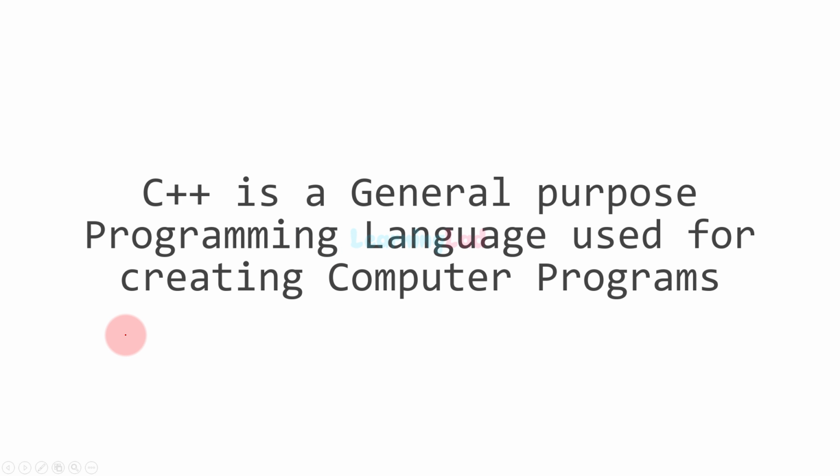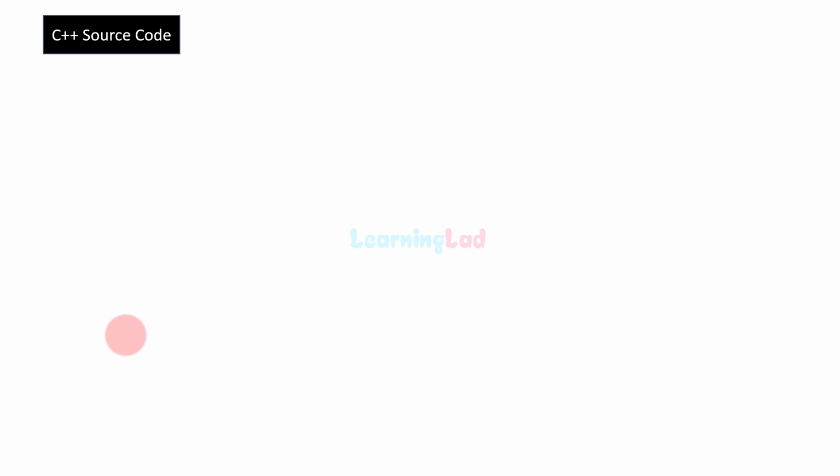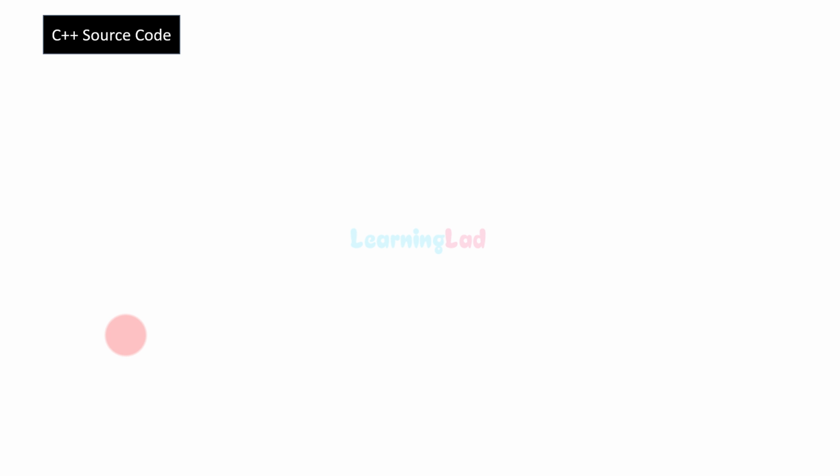C++ is a general purpose programming language that we can use to write computer programs. Now, the code written in any programming language is called the source code, and the code written using the C++ programming language is called the C++ source code. You know that we use a text editor, we write the code, and then we save that in the computer memory as a computer file. Now, the file containing the source code written in any programming language is called the source file, and the file containing the C++ source code is called the C++ source file.